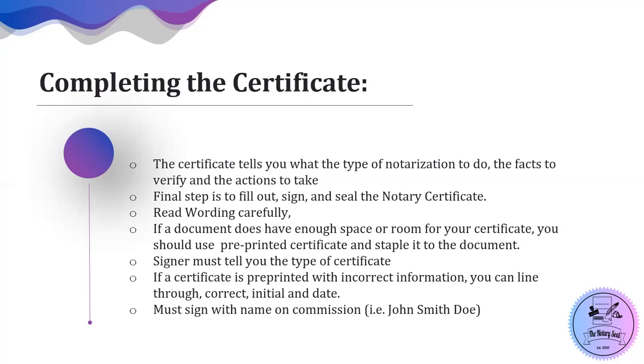If it's an acknowledgement, it will read something along the lines of, this person acknowledges on this date that, and so on. Whereas with a jurat, it will say this person swears to the truth and accuracy of the document. When they're swearing to something, that tells you it's a jurat. If they're just acknowledging something, that's an acknowledgement. Once you figure out what you're doing, whether it's a jurat or an acknowledgement, the final step is to fill out, sign, and seal the notary certificate.